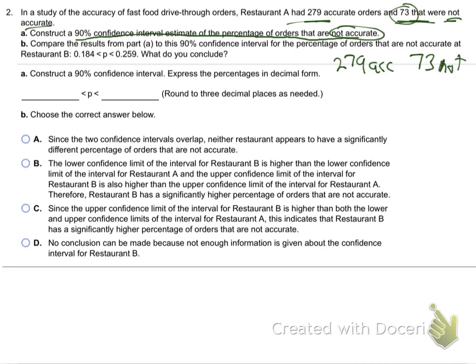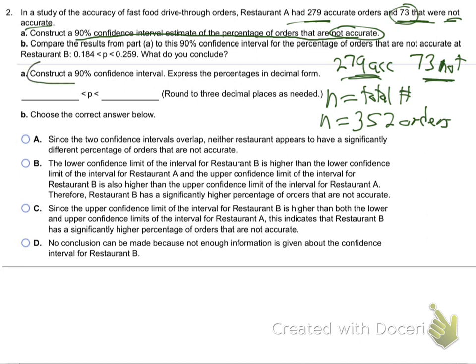So we always have to figure out n, which is the total number. So add those up on your calculator and you get 352. So there's 352 orders, and 279 were done accurately, 73 were not done accurately. And what we're looking for is to make a 90% confidence interval for the percentage of orders that are not accurate. Like what percentage of orders are not accurate?